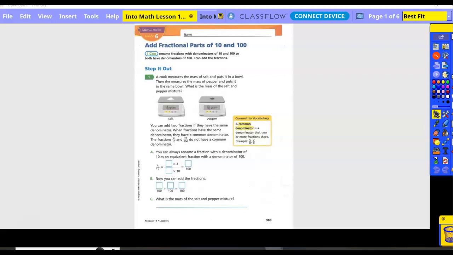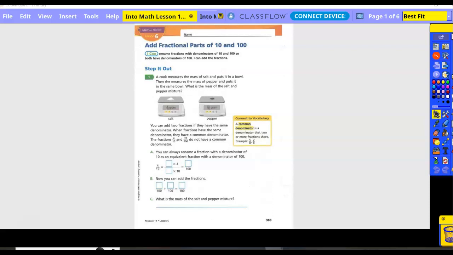Number 1, a cook measures the mass of salt and puts it in a bowl. Then she measures the mass of pepper and puts it in the same bowl. What is the mass of the salt and pepper mixture? Okay, so do we have a common denominator there? No, one has 4/10 and the other has what? 25/100. So can we just go ahead and add those together? No, we cannot. We have to find a common denominator first.